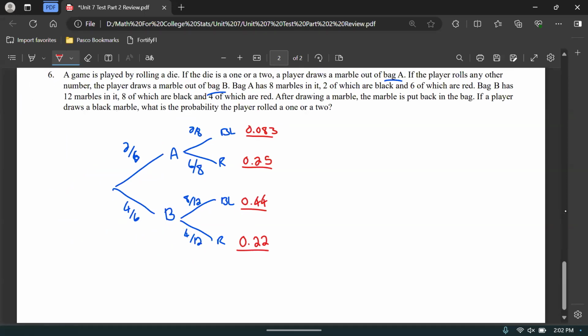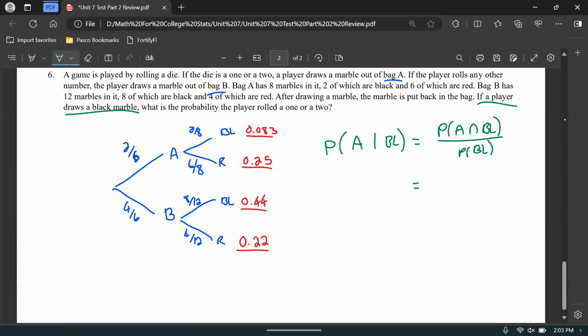the problem here says if a player draws a black marble, so given that they draw a black marble, the player draws a black marble. So probability someone given they drew a black marble. What's the probability the player rolled a 1 or a 2? Which means they picked bag A, right? 1 or a 2 means they picked bag A. All right, so they picked the black marble from bag A. So we'd have probability of A and black marble over the probability of a black marble.